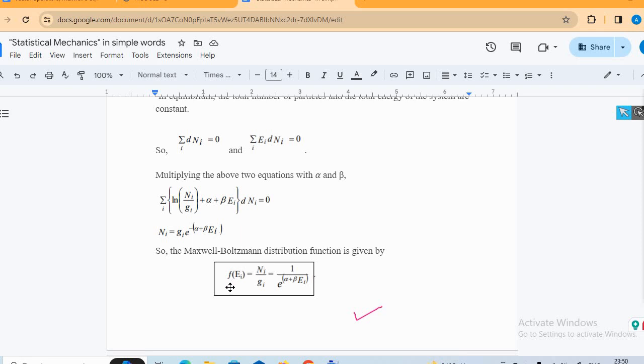This is given as f(e). f(e) is equal to n by g. So what is n by g? It's an occupation index. How they are arranging this: it is arranged as 1 divided by e to the power alpha plus beta e. So it is a decreasing function. So e to the power minus alpha, e to the power minus this function. One can represent this as e to the power minus this factor. So this is the most probable distribution of the Maxwell.